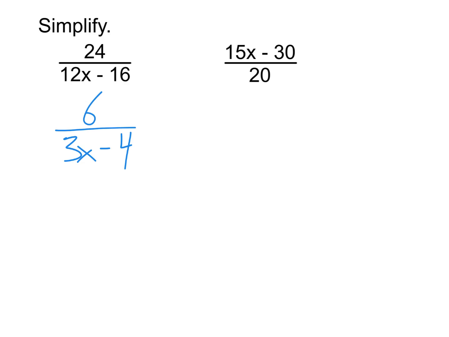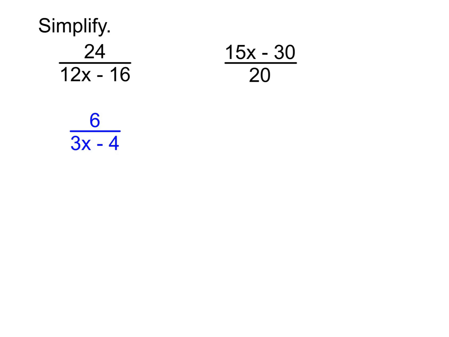Now, before I call that done, I do want to double check and make sure. Is there anything else that I can divide 6, 3x, and 4 all by? No. There's nothing I can divide all three of those by. So that means I did, in fact, reduce it completely, so that one's done. With that in mind, reduce that second one.